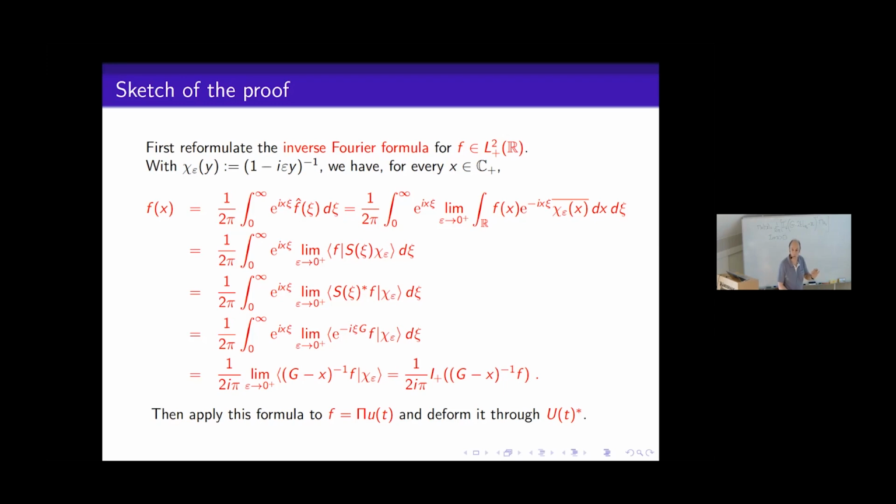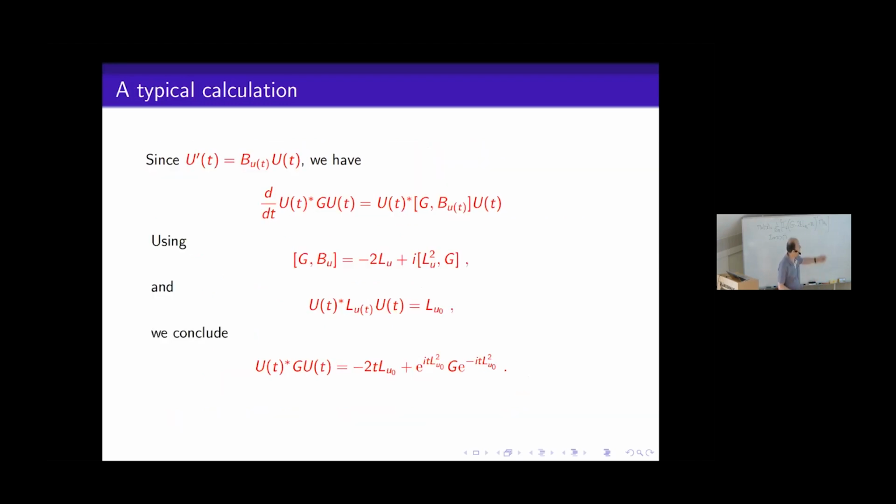And this is the miracle of the Lax pair. So let me show you one typical calculation. I'm going to compute U(t)* G U(t). Well, since U(t) satisfies this differential equation, this is just U(t)* commutator G, B_u(t), U(t). But now you observe a very important commutator identity. The commutator of G with the second member of the Lax pair, B_u, equals minus 2 the first member, L_u, plus i L_u squared G.